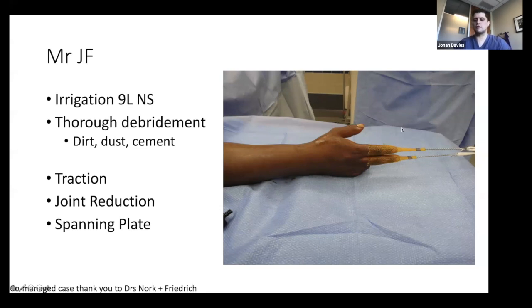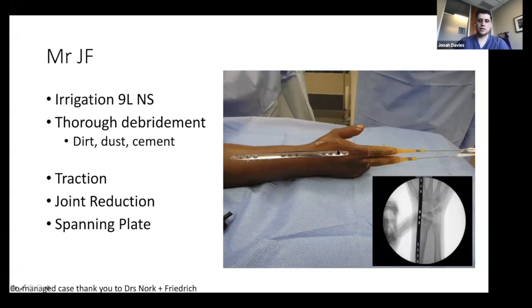And this is off the side of the table with a pulley system that has weights that you can add. And then it's really just to hold the wrist out to length. And then you can see this is sort of where the plate will go, in line with the second ray, and in line with the radius. We'll make a small incision proximally, small incision distally, and tunnel the plate under the compartment.